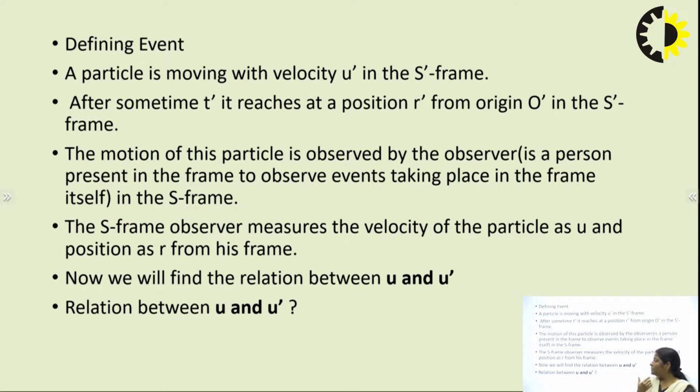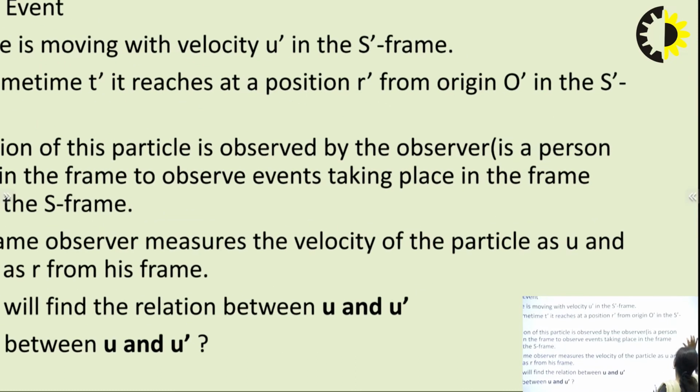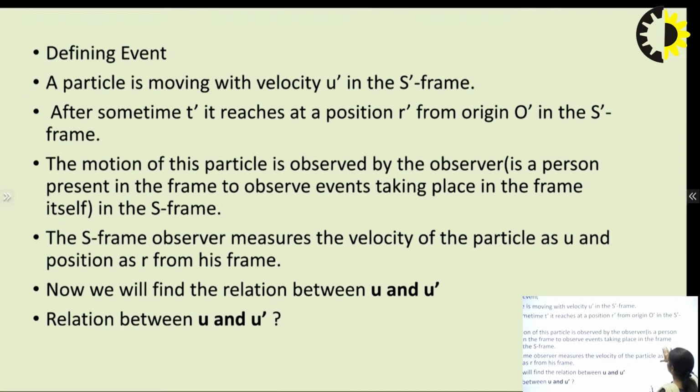So, now what happens? Now comes the role of relative study. How does this relative study take place? When we find out the relation between u and u dash. u is the velocity measured in the S frame and u dash is the velocity measured in the S dash frame. Therefore, our next step will be to find out a relation between u and u dash. Let us see how do we do it.